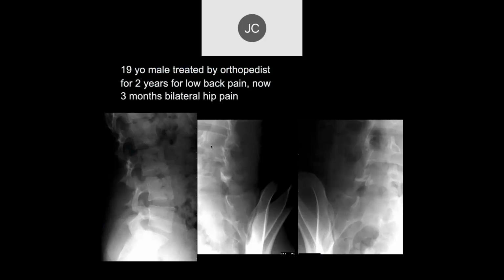Male treated by an orthopedist 2 years ago for low back pain, now 3 months of bilateral hip pain. Radiograph of the L spine. So a 19-year-old male, 2 years of low back pain. What's the one diagnosis you want to think about? Ankylosing spondylitis. Okay.